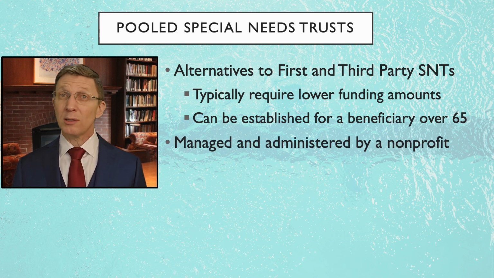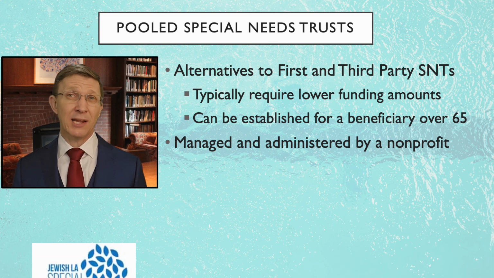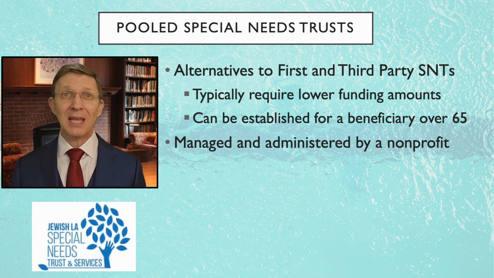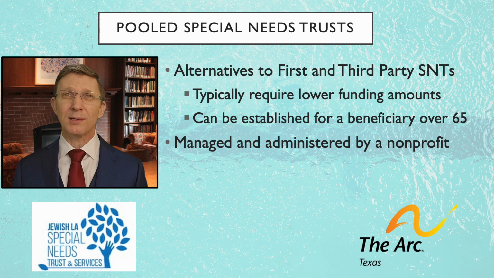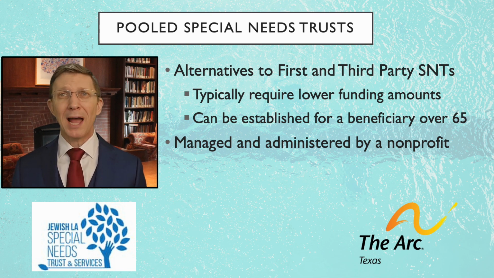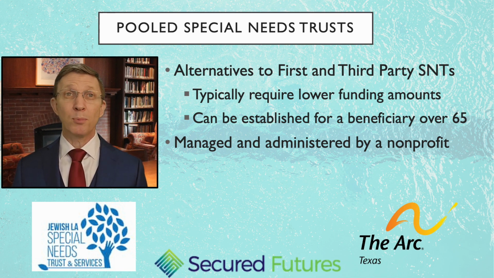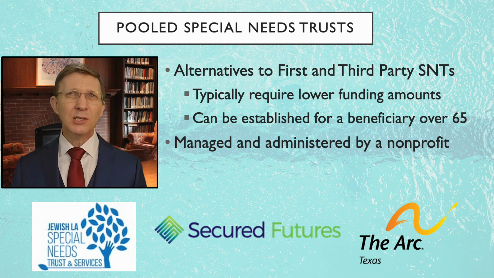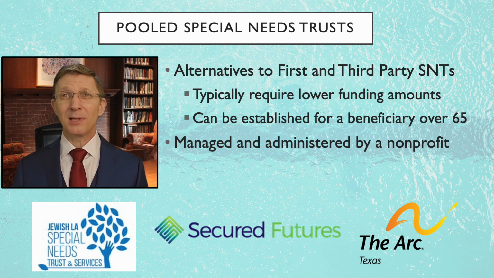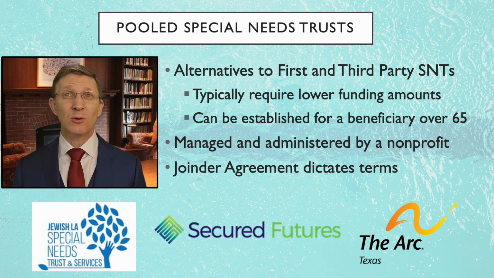Some pooled trusts are local, such as the Jewish Los Angeles Special Needs Trust and the Arc of Texas Master Pooled Trust. Some pooled trusts are nationwide, including the Secured Futures Pooled Special Needs Trust. Each of these pooled trusts serves different populations and has its own set of terms and fees, which are set forth in a joinder agreement. Anyone considering contributing to a pooled SNT should read that joinder agreement carefully.